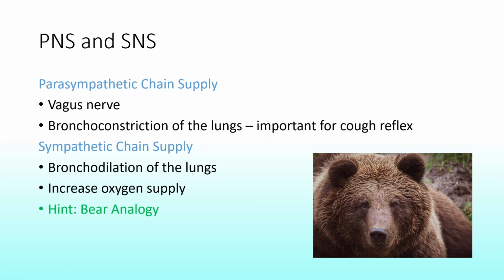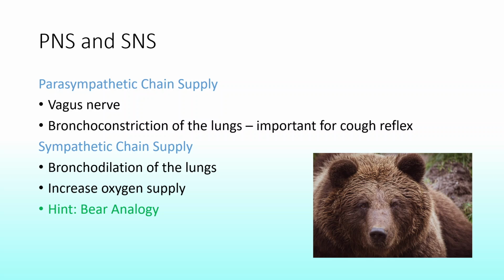Now let's talk about the PNS and SNS, so parasympathetic nervous system and sympathetic nervous system effects. For the parasympathetic chain supply, we have the vagus nerve. The vagus nerve, V kind of starts with "very," so very hard working. For parasympathetic supply, it stimulates the ganglion cells in the pulmonary plexus and the bronchial tree to result in bronchoconstriction. And this causes mucus to secrete, which is important for the cough reflex.